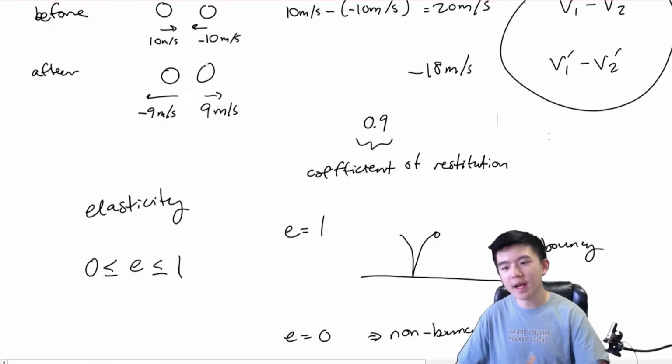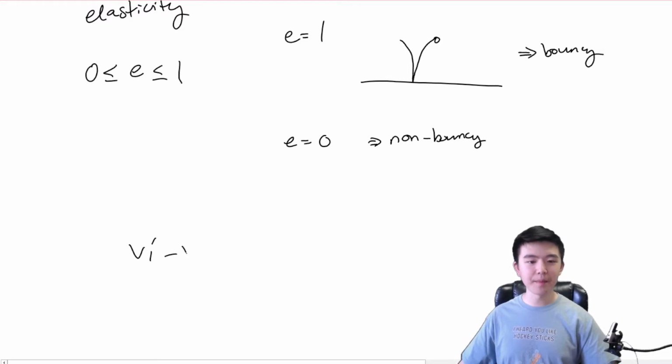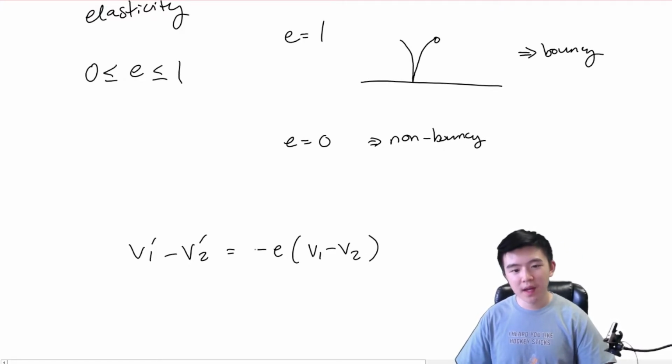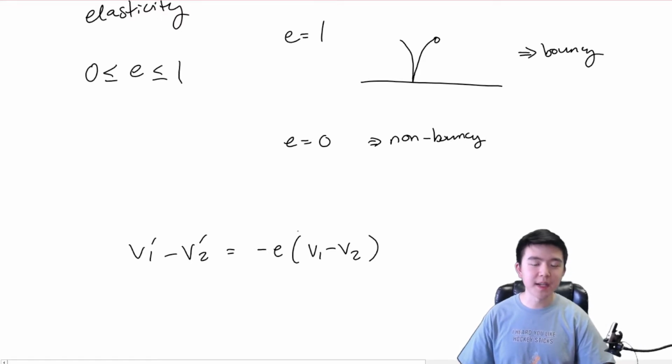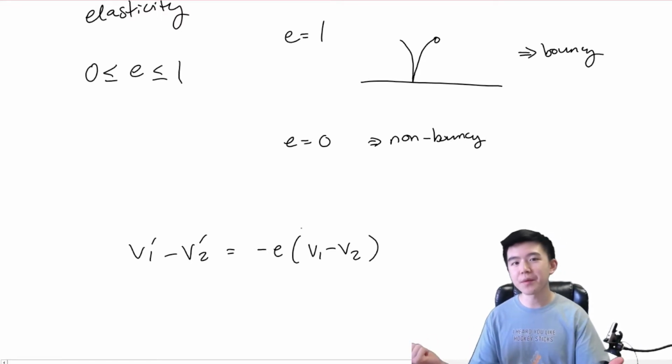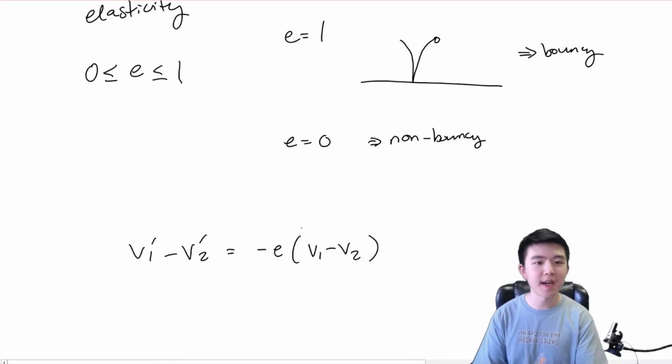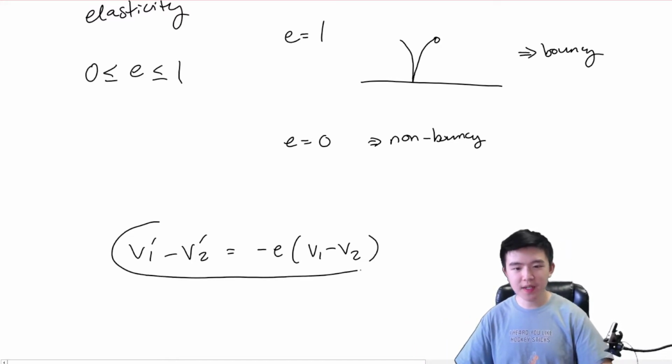So what we can write is that v1 prime minus v2 prime equals negative e, where e is the coefficient of restitution, times v1 minus v2. And the reason we have a negative sign here is because the balls are headed apart afterwards. So the relative speed sort of flips signs. All right, so this is our second equation.